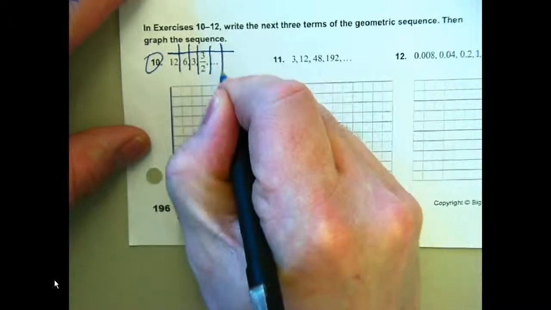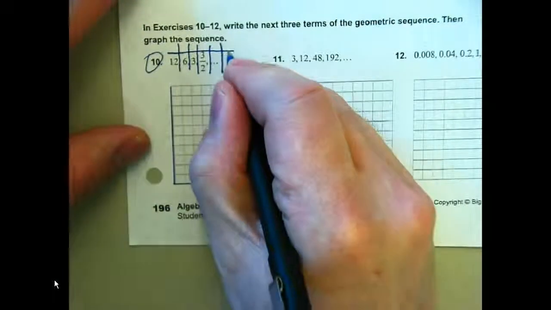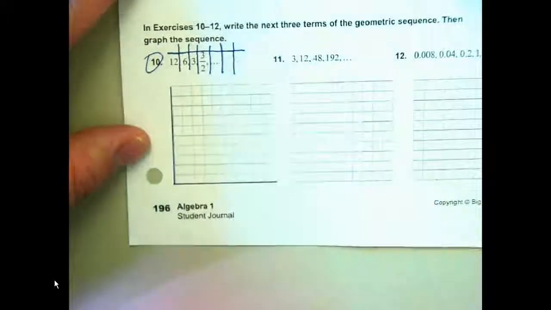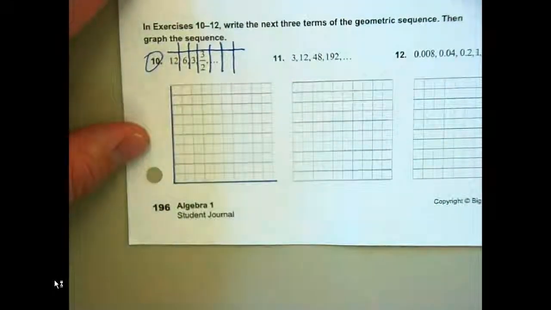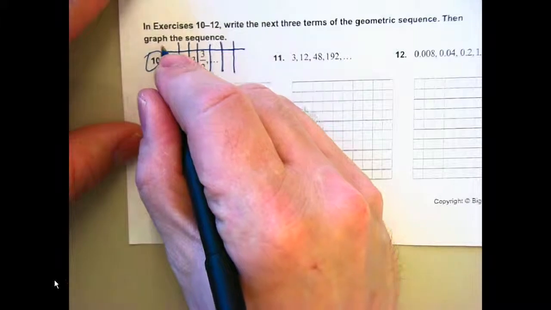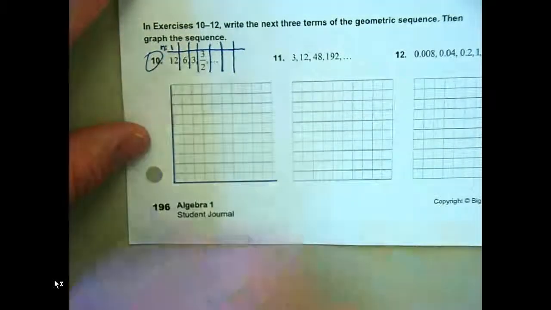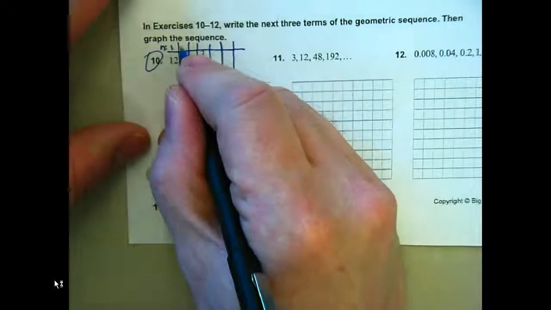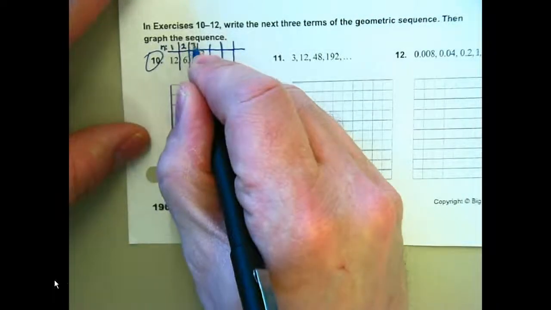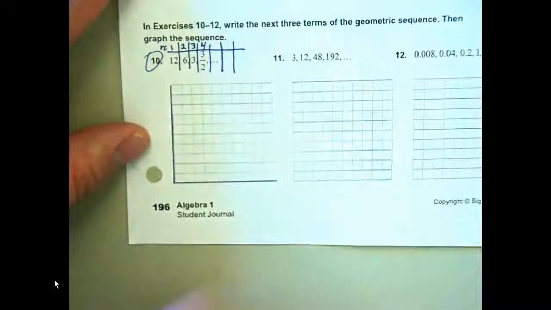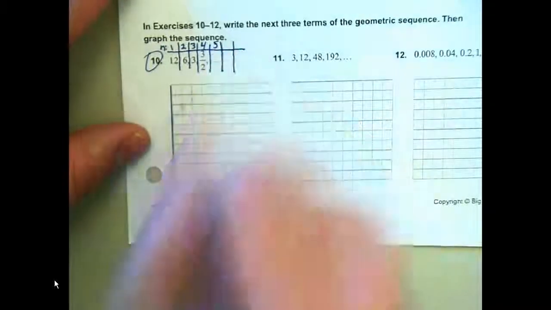So I need the next 3 terms. So go like that. So what this says, n here. When n is 1, or my first term, I get 12. My second term is 6. My third term is 3. My fourth term is 3 halves. My fifth term. What's the next term?